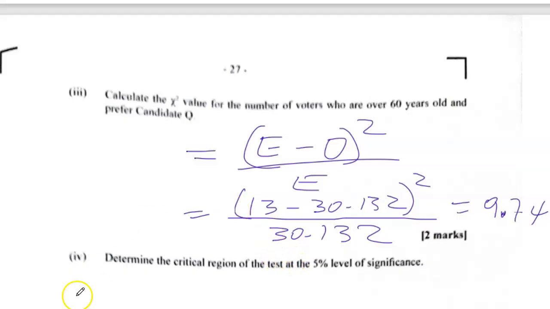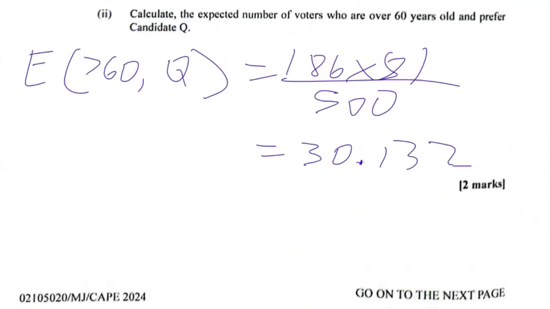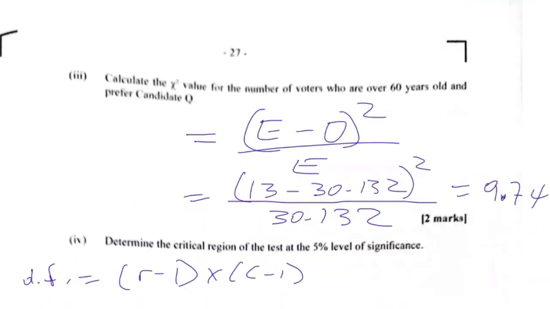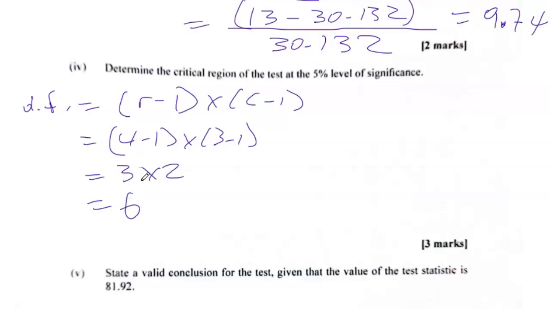Determine the critical region of the test at the 5% level of significance. So let's look at the chi-square table. Before we go to the table, we need to calculate the degree of freedom. The degree of freedom is the number of rows minus 1 times the number of columns minus 1. If you look at the table here, we have 1, 2, 3, 4 rows and 3 columns, P, Q, and Z. So the number of rows is 4. So 4 minus 1, and it's 3 columns, so times 3 minus 1. So 3 times 2, that's 6.